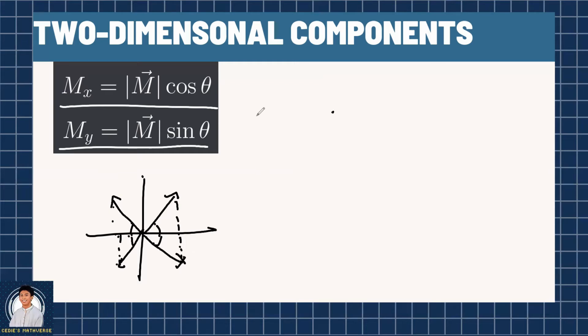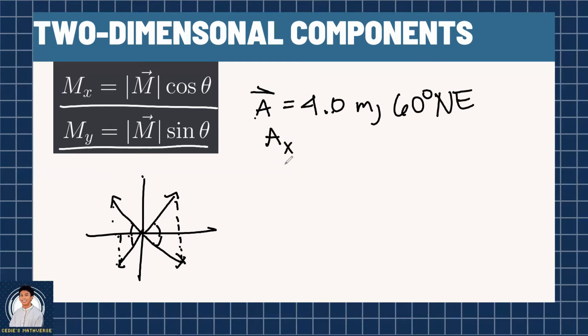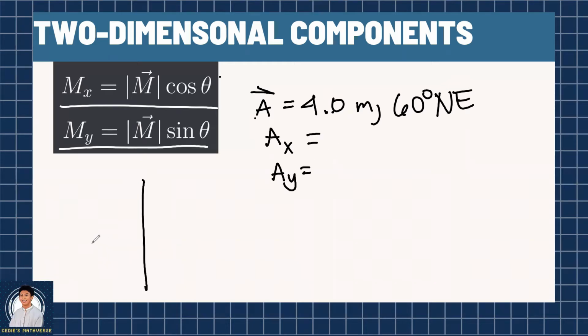The given vectors are vector A, which is 4.0 meters, 60 degrees northeast. We will find the two components, the x and the y components of A. Since this is 60 degrees northeast, we can draw it like this. This is 60 degrees, and the magnitude is 4.0 meters.